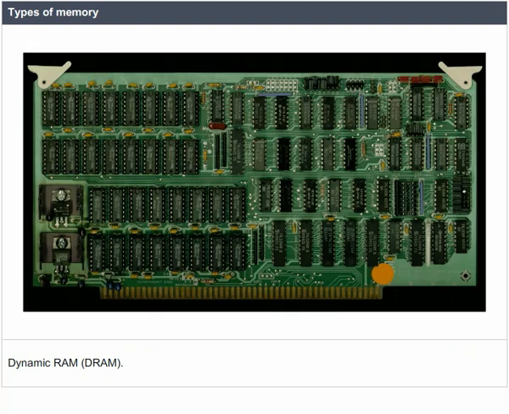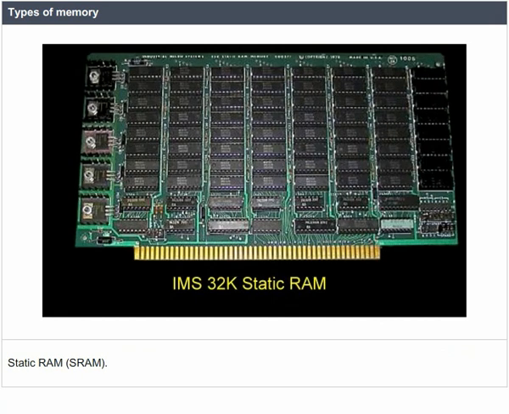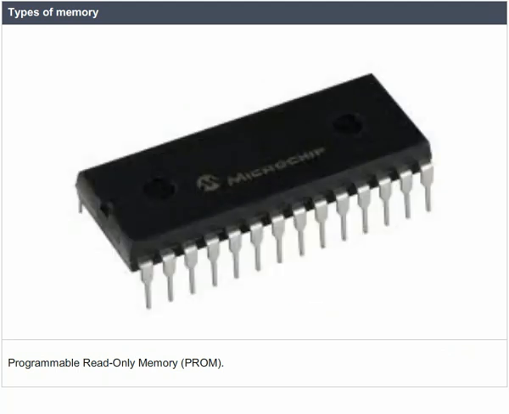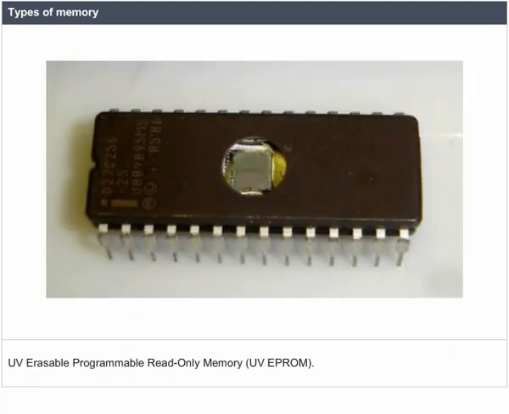Types of memory. Dynamic RAM, DRAM. Static RAM, SRAM. Mask read-only memory, ROM. Programmable read-only memory, PROM. UV erasable programmable read-only memory, UVEPROM.